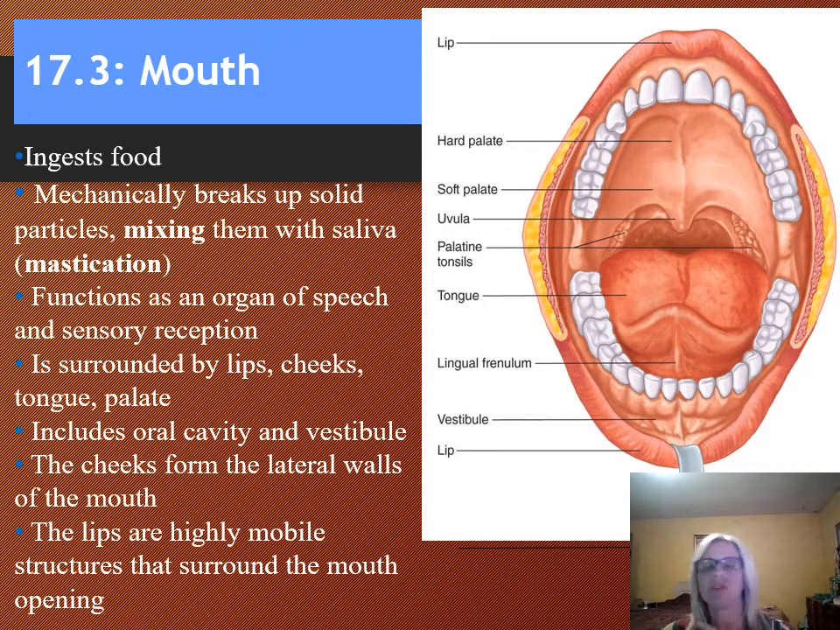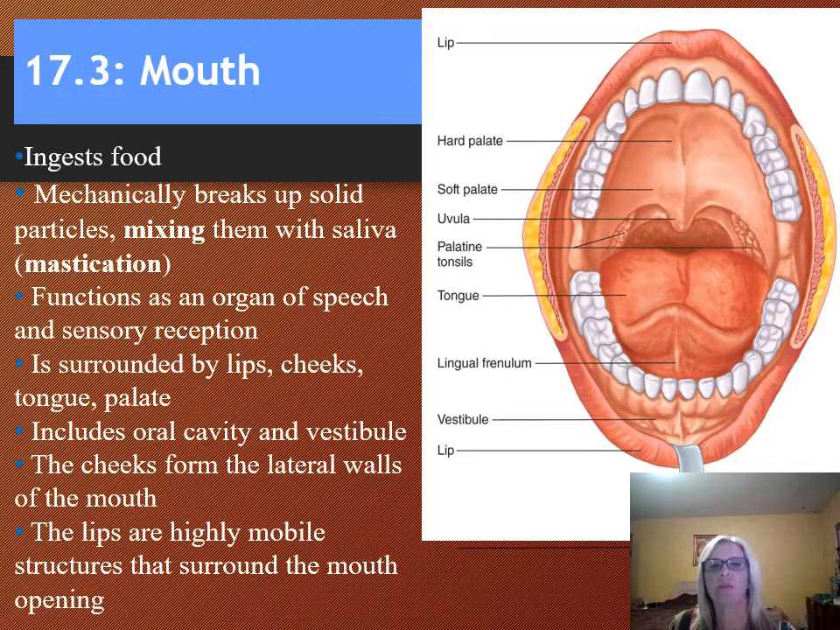Of course, the mouth does function as an organ of speech, and it does function with some sensory reception, like our taste buds, which we really appreciate and enjoy. And it is surrounded by the lips, cheeks, tongue, and palate. And so this includes the oral cavity, which is the opening on the inside, and the vestibule, cheeks, which form the lateral walls of the mouth, and then the lips. And those are very mobile structures, of course, that surround the opening of the mouth.